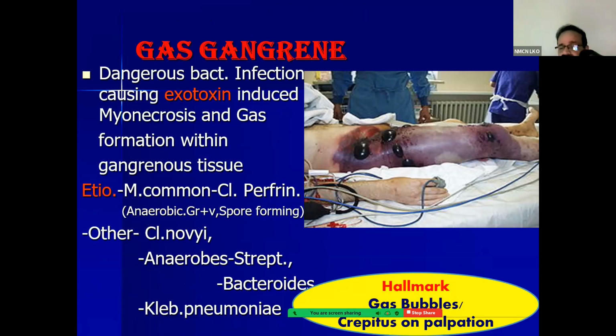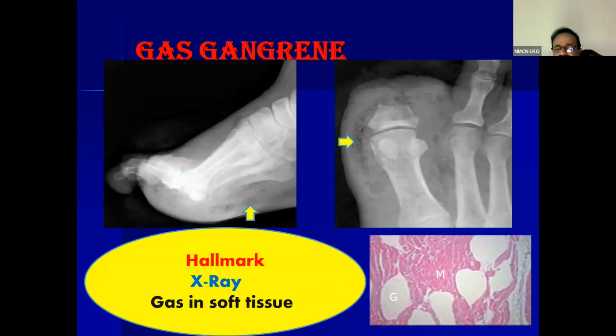So the presence of gas bubbles and crepitus on palpation. If you put your hand, you will find a crepitus there. This is the hallmark of gas gangrene. It is usually caused by Clostridia perfringens, which is anaerobic, gram-positive, and spore-forming bacteria. Others may be Clostridia novyi, anaerobes like Streptococcus, Bacteroides, and Klebsiella pneumoniae. They also may cause gas gangrene.